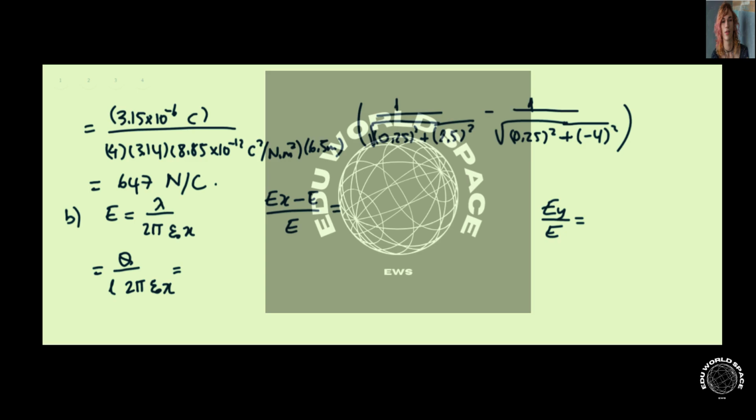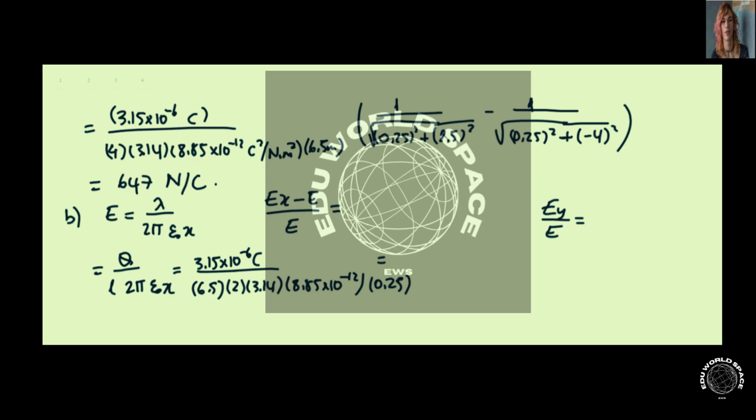Then E is going to be, lambda is Q over L, over 2 pi epsilon naught X. Q is 3.15 times 10 to the power of negative 6 coulombs, divided by 6.5 times 2 times 3.14 times 8.85 times 10 to the power of negative 12, and X was 0.25. Then from here, the electric field, if we use the answer that we derived from example 21-11, would be found as 3.48 times 10 to the power of 4 newtons per coulomb.